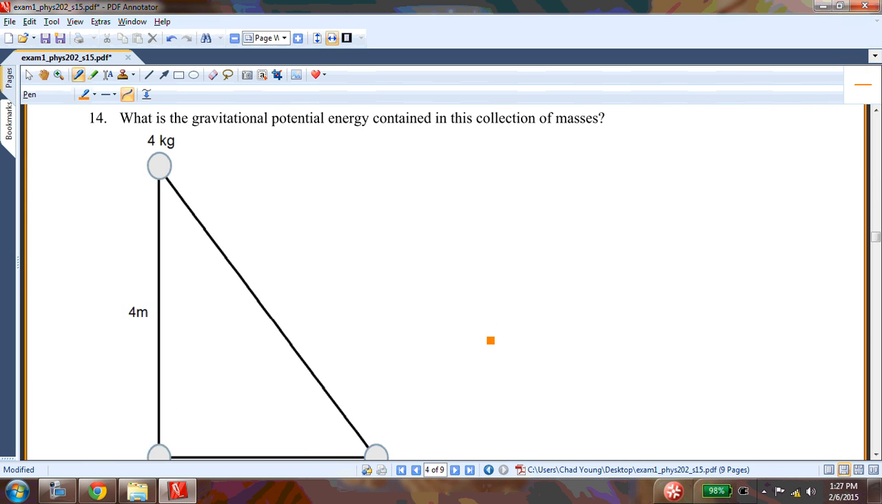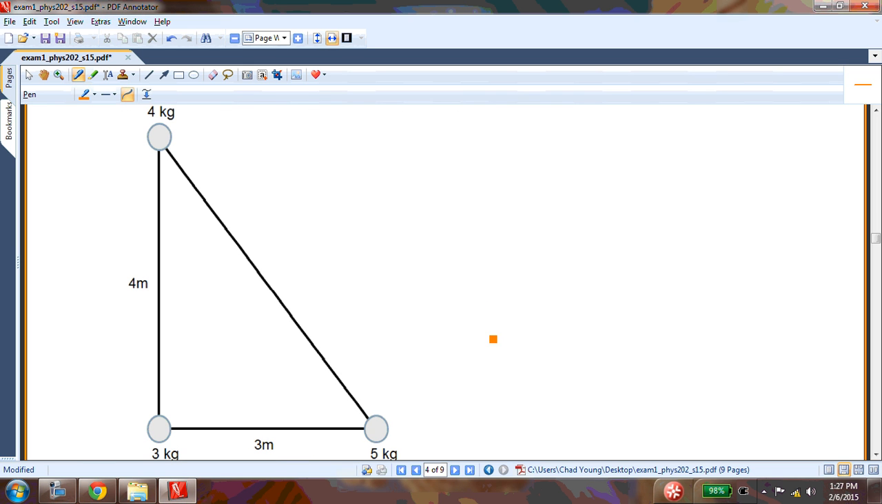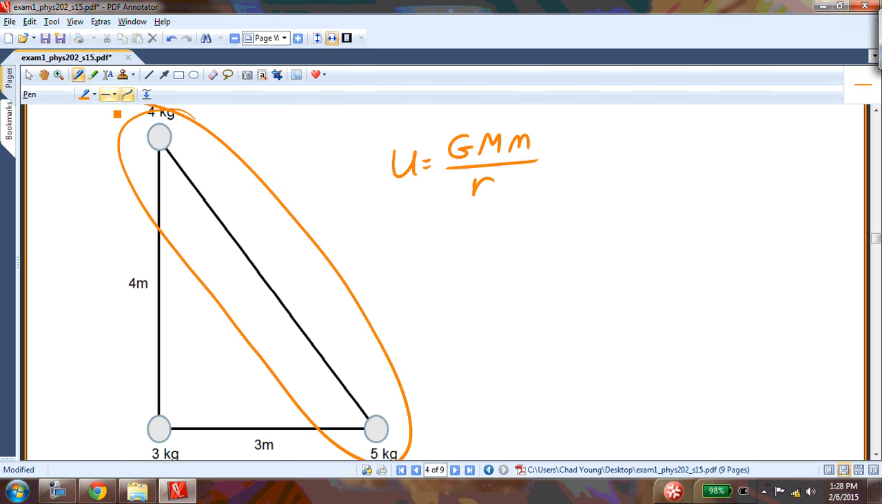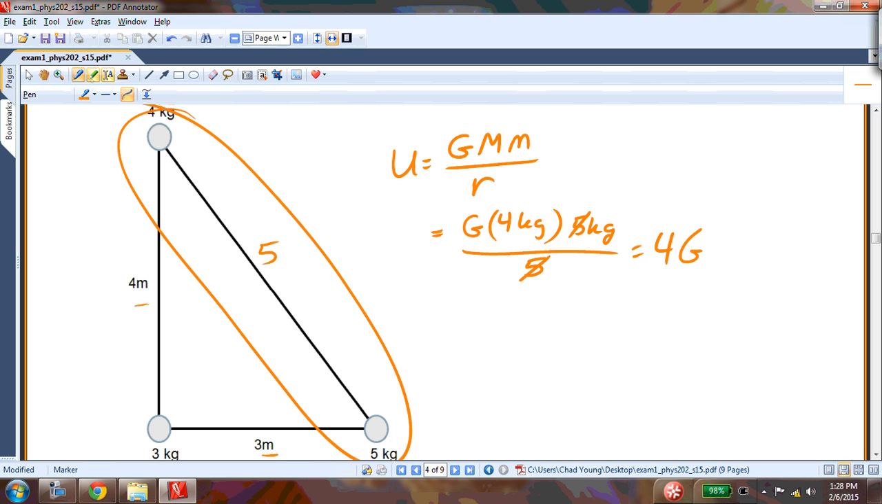All right, here's the free response questions. What is the gravitational potential energy of these masses? All right, remember potential energy is G m1 m2 over R. And I'm going to do it for these 3 pairs. I have a pair of masses here. Notice this is a 3, 4, 5 triangle, so the distance between those is 5. So I have G times 4 kilograms times 5 kilograms divided by the distance, which is 5. I'm just going to express this as 4G.